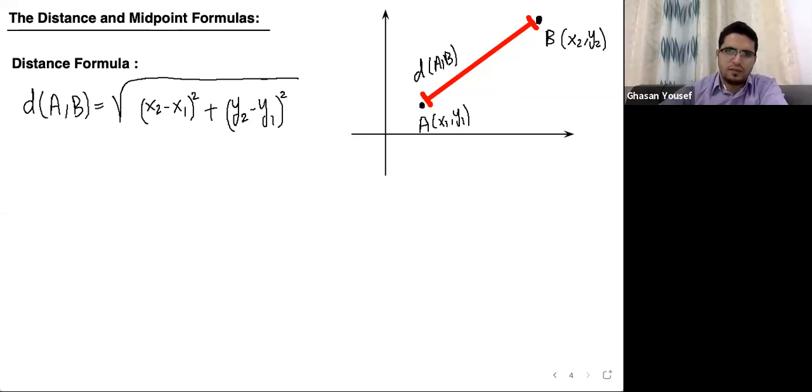Now the formula for the midpoint. The midpoint formula. So here is the midpoint formula.